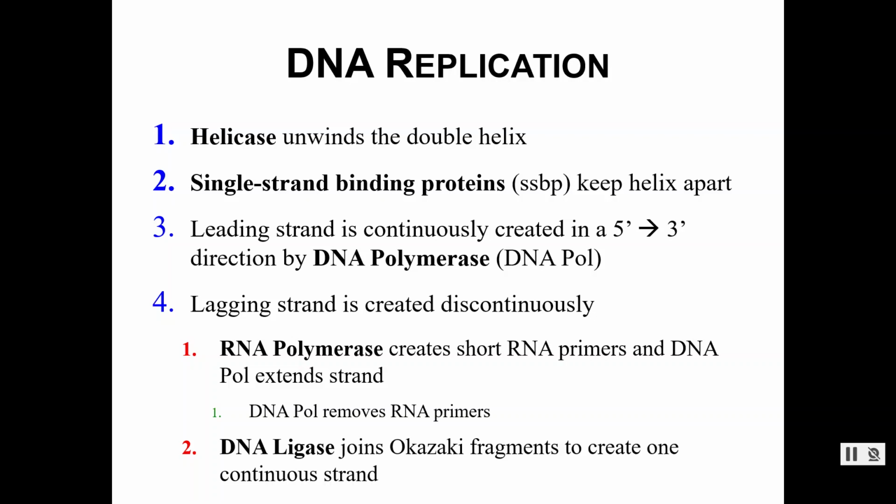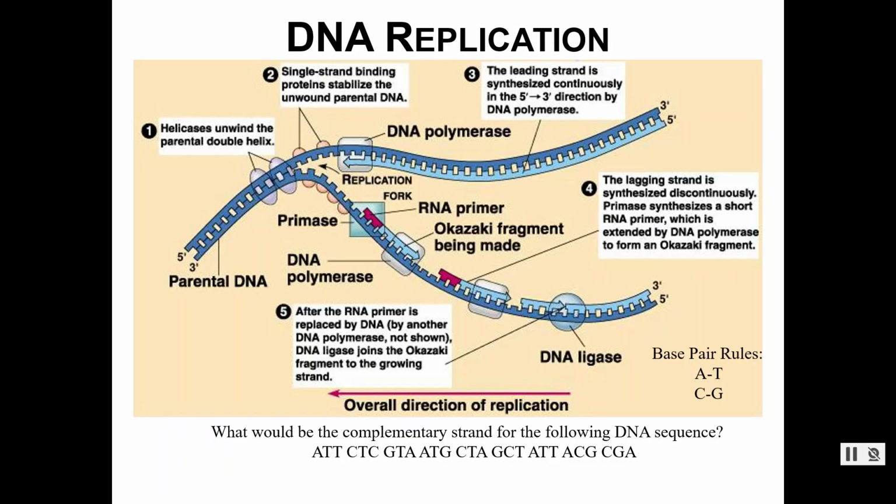So that was a lot of words. Let's look at a nice picture. So we have our DNA double helix. We see our 5' ends and our 3' end. So our top strand runs 5 to 3. And our bottom strand would run 3 to 5.